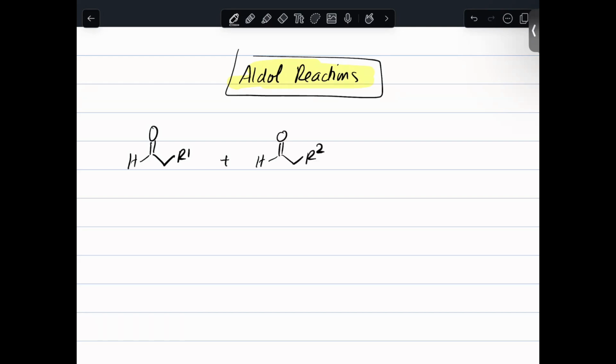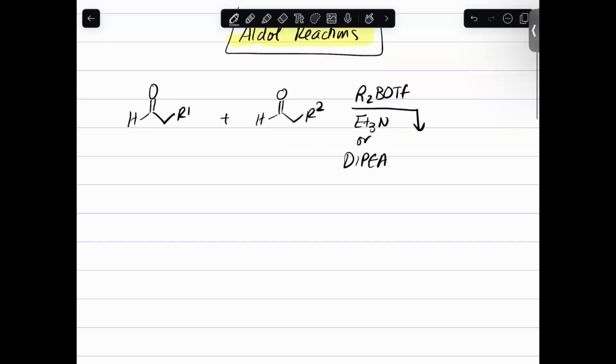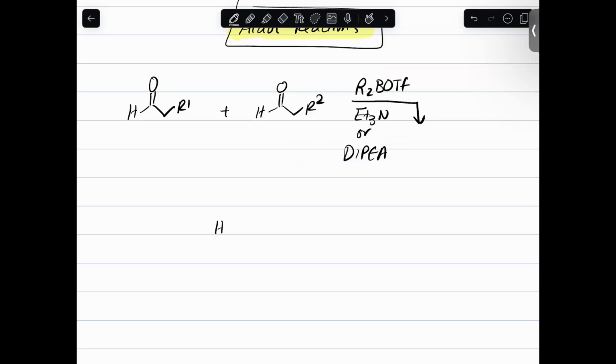The reaction is catalyzed by a Lewis acid, typically a boron Lewis acid, in the presence of an amine base, whether it's triethylamine or DIPEA, to give you a beta hydroxy carbonyl compound.